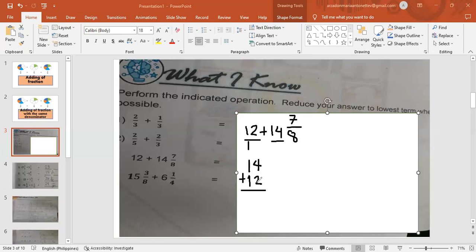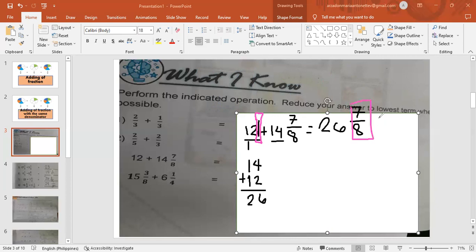So the answer is 4 plus 2 is 6. 1 plus 1 is 2. So we have 26 and 7 over 8. So this one doesn't have, the 12 doesn't have a fraction. That is a whole number. So you just simply copy the fraction here.